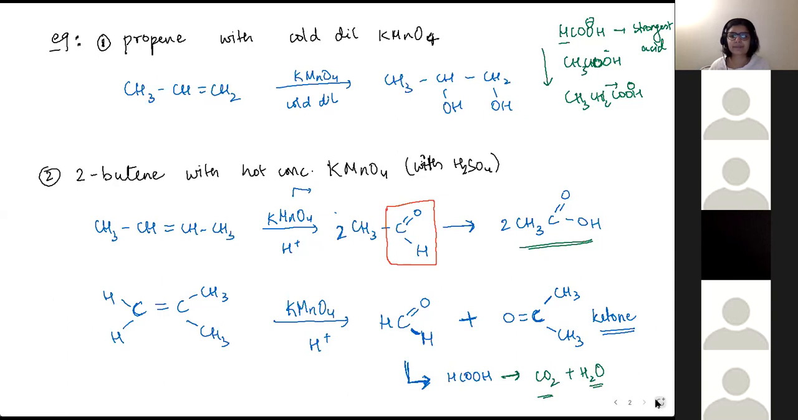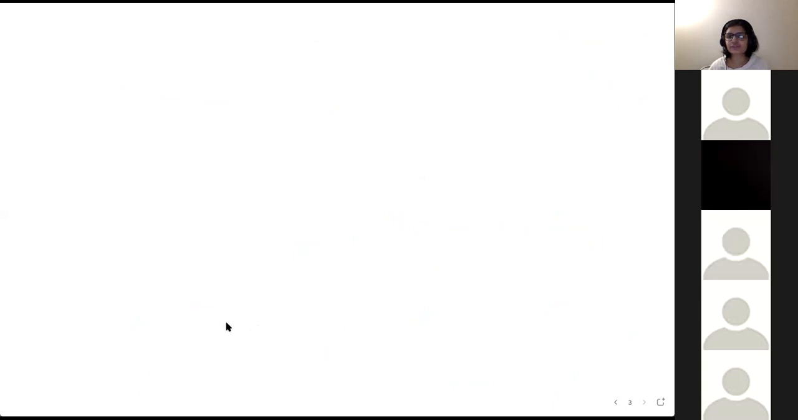Okay, so this is about oxidation. Ozonolysis is also a kind of oxidation because you're adding an oxidation there. Do you guys want a revision of ozonolysis? I think we should get started with alkynes. Alkynes and benzene are left. Let's do that.